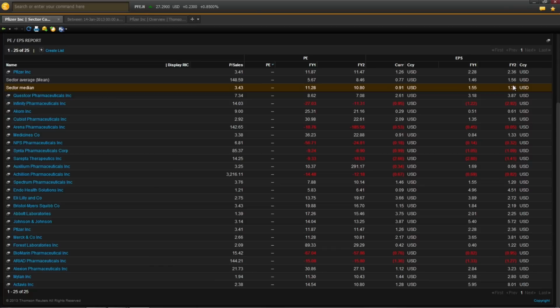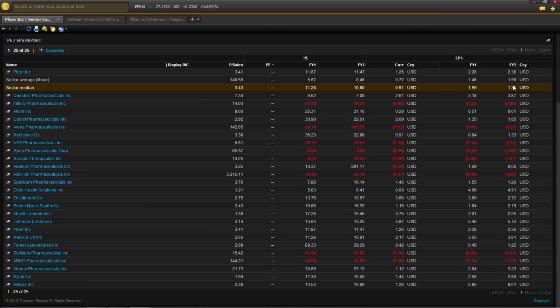For example, if a stock's current price is $20 and the EPS for the last 4 quarters was $2, the PE ratio is 10. That is, $20 divided by $2 equals 10. This means that you must pay $10 to buy $1 of the company's earnings.